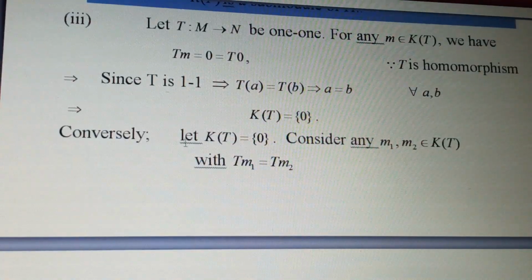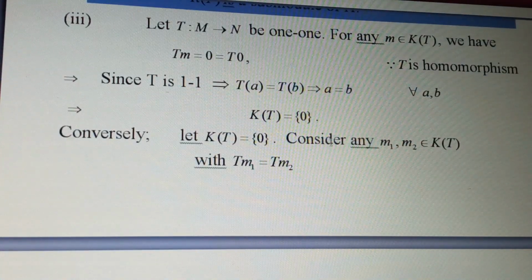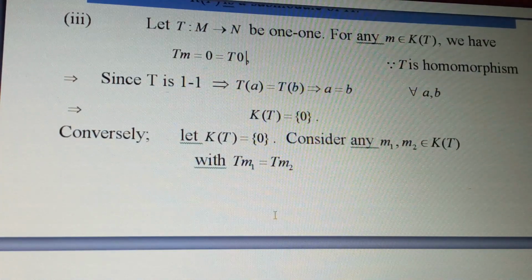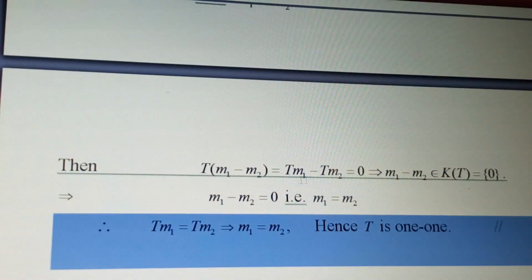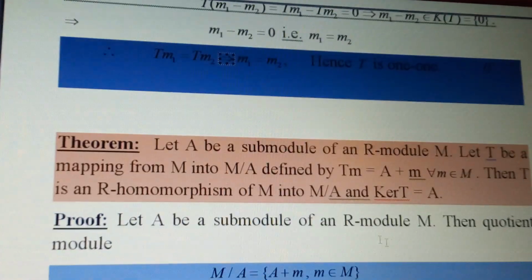Conversely, ker T = 0. Consider two elements m1, m2 of M with T(m1) = T(m2). Then T(m1 − m2) expands to T(m1) − T(m2). Substituting the values, we get 0, and this condition shows m1 − m2 is an element of ker T, and ker T is 0, given. So m1 − m2 = 0, and this is the last condition. This shows T is one-one.